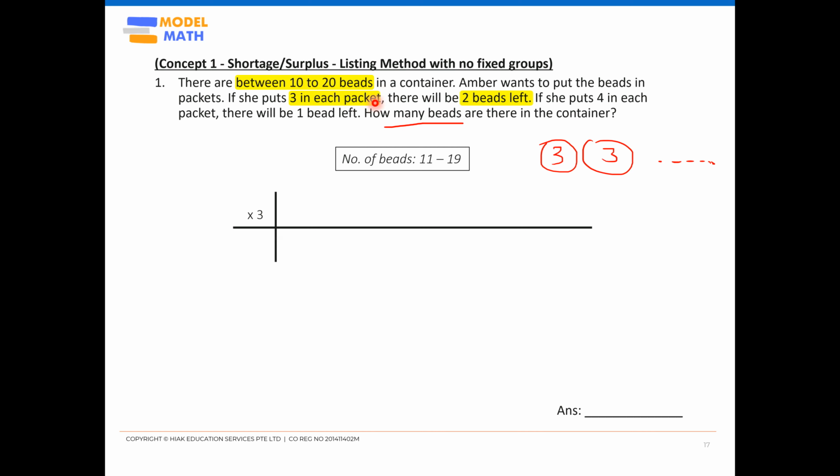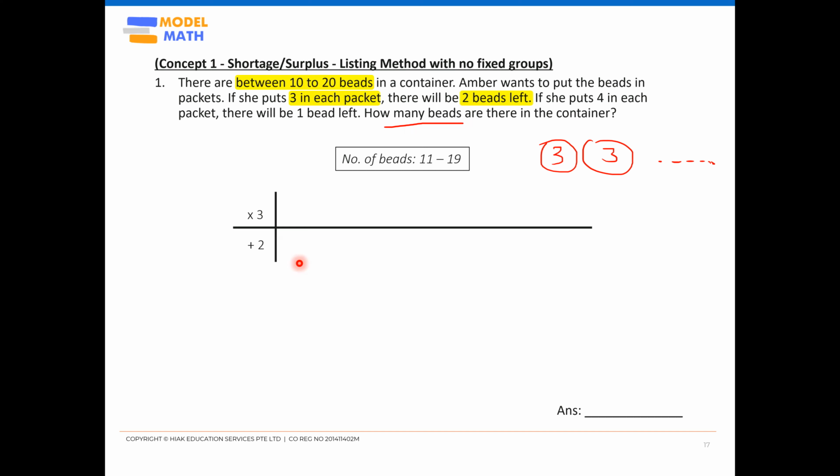But that is not all. Because with the 2 bits left over, you have to plus 2 to find out what is the actual number of bits there really was. Like the real number of bits that's happening here. So we're going to list out multiples of 3.